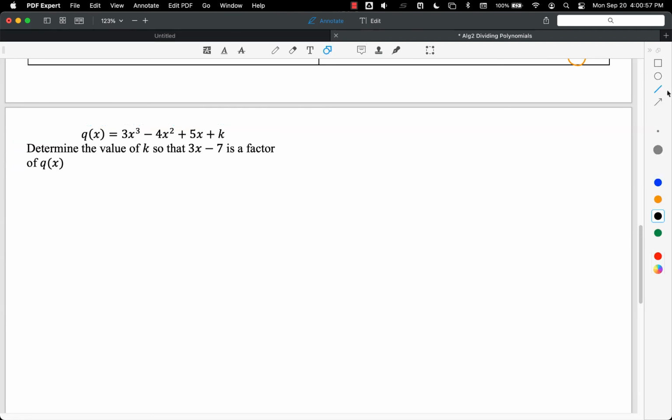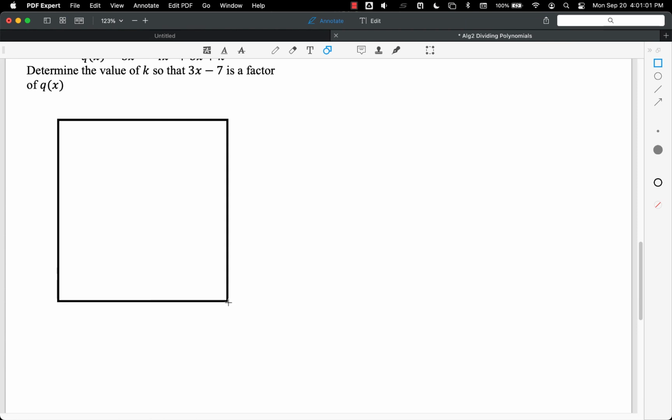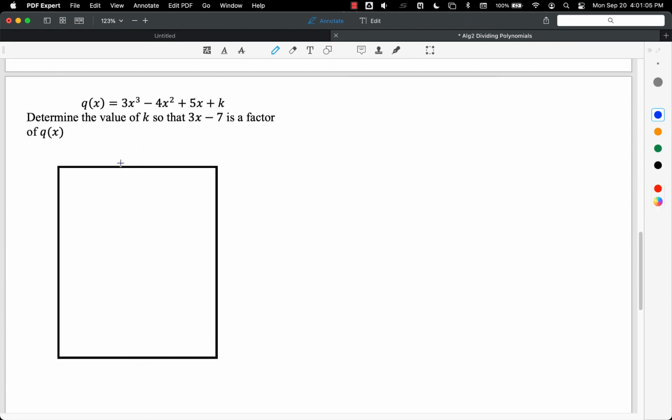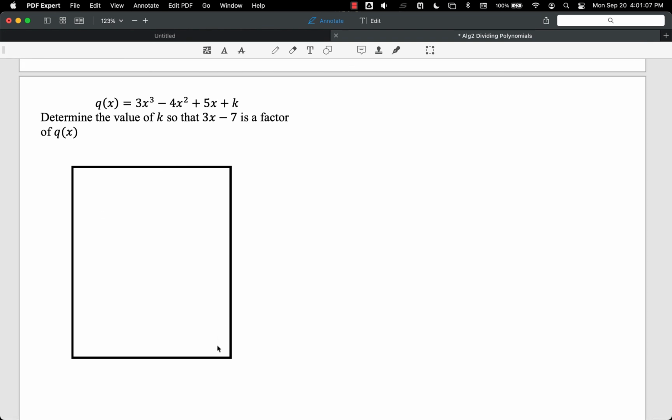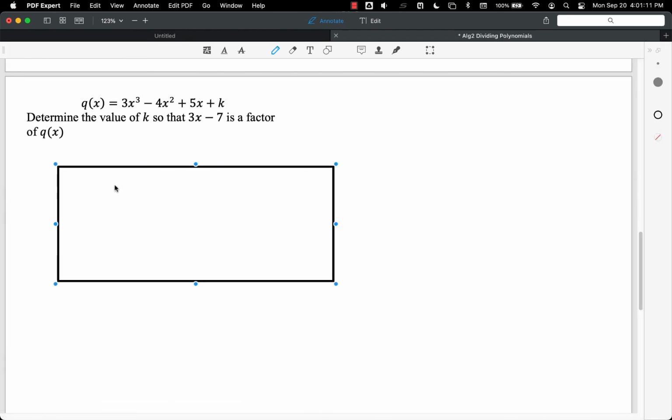So I know with the tabular method, I'm going to start out with a rectangle. I'm curious because I haven't actually done this problem. I don't know what would happen. If I start with 3x minus 7, I guess I made this rectangle too large, so I'm going to make it maybe that size. I don't know how far over to the right I'm going to go, so I'm going to give lots of room. I might not use it.